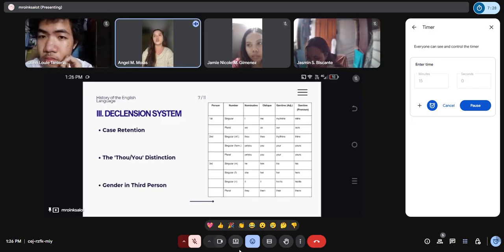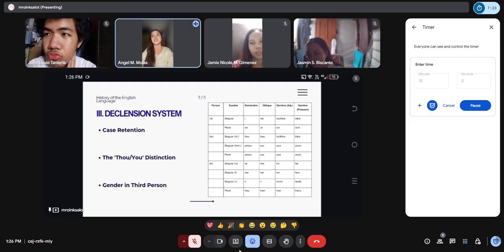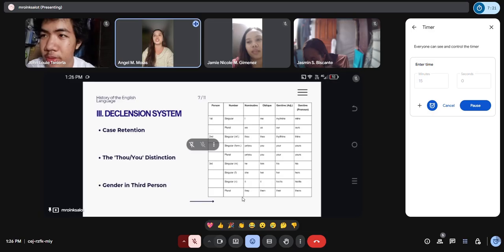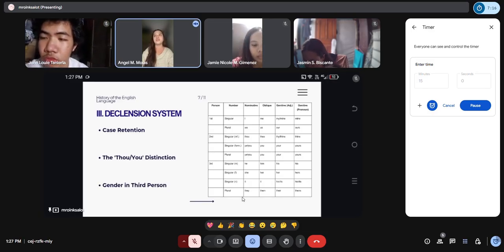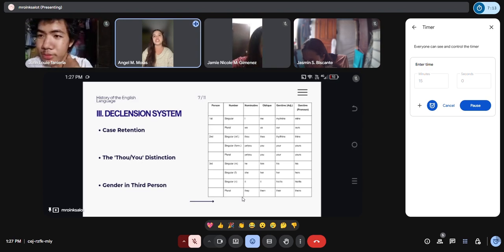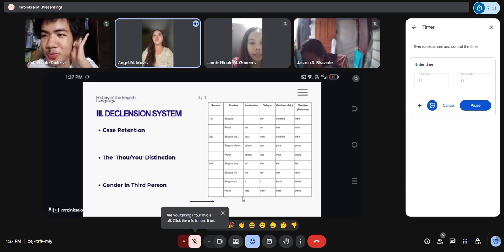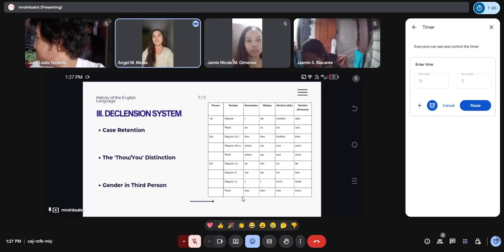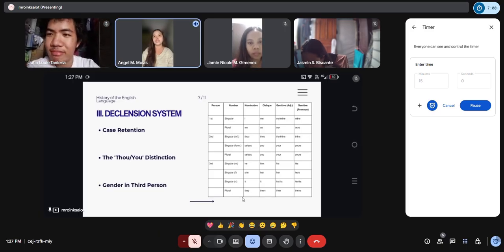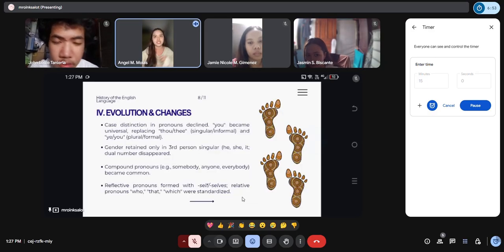Next is thou, you distinctions. During early modern English, from 1500 to 1700, the second person pronoun system changed from number-based to status-based, leading to the eventual loss of thou in standard English. Lastly is gender in third person. While early modern English pronoun declension was in transition, the third person largely solidified into its modern gender-distinguished form that started in Middle English. And now let's proceed to the next slide, which will be discussed by Miss Jimenez.